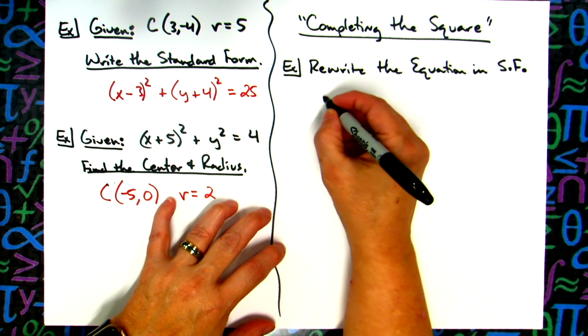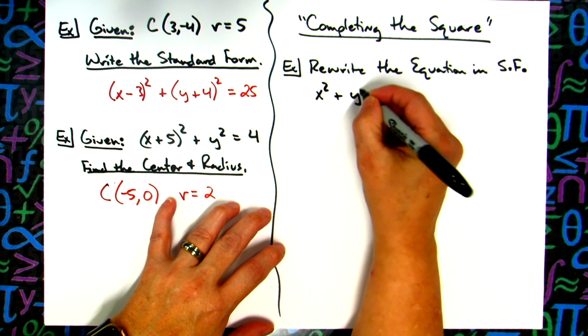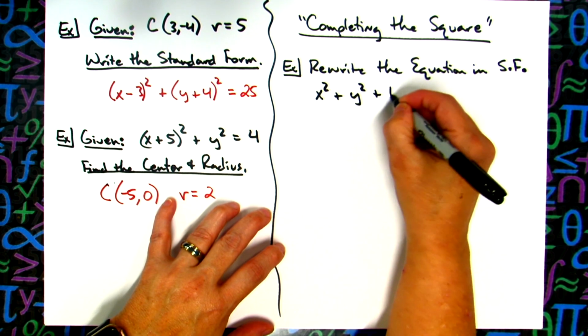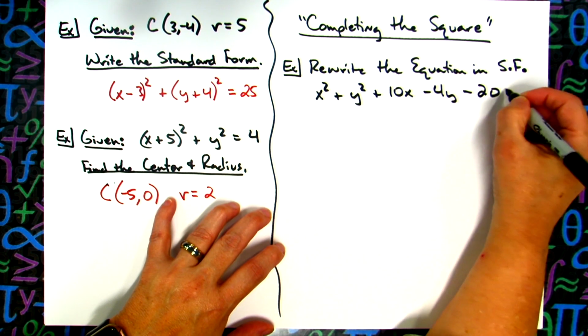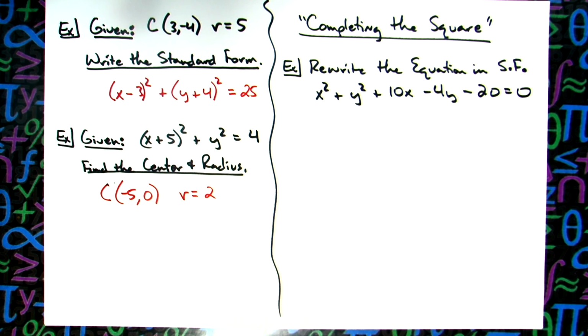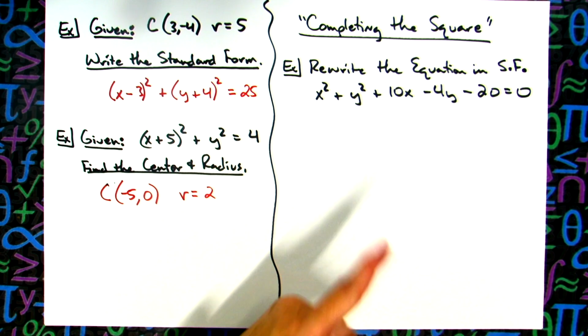What they're going to give you then is something like x squared plus y squared plus 10x minus 4y minus 20 equals 0. So they are giving you general form. Now, from here to the end, this is the process to complete the square. I have to complete the square to be able to get to standard form.